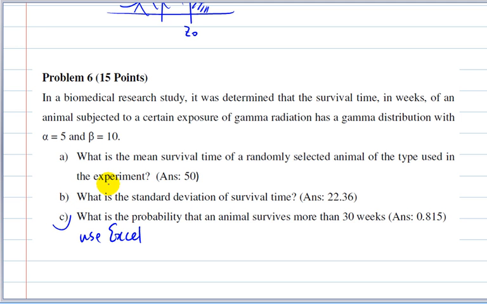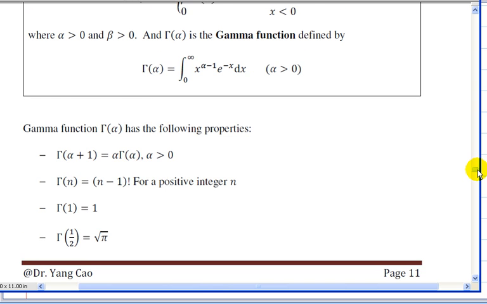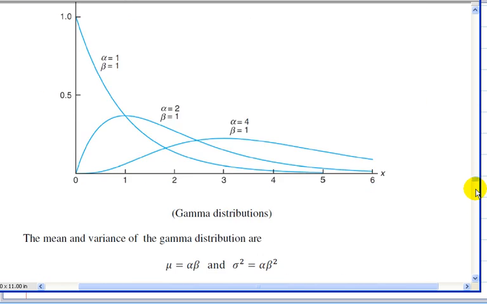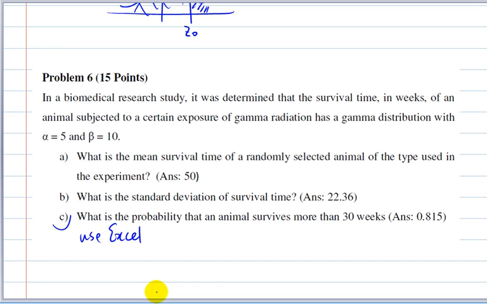But parts A and B are fairly straightforward. This is your alpha value, beta value. What's the mean survival time? What's the standard deviation of the survival time? Here is the formula we derived in class. This is your mean, this is your sigma. Just use mu equal to alpha beta, sigma equal to the square root of alpha beta squared. So that's parts A and B.